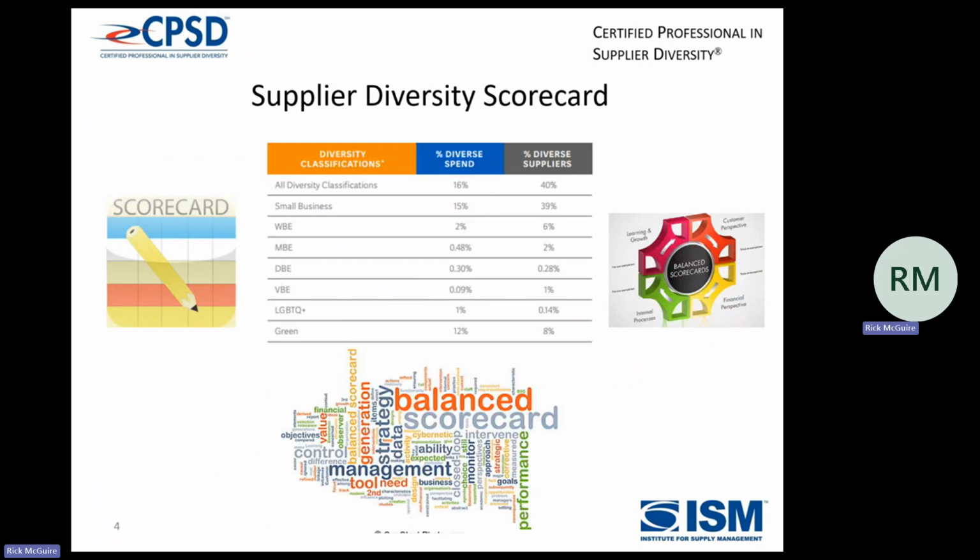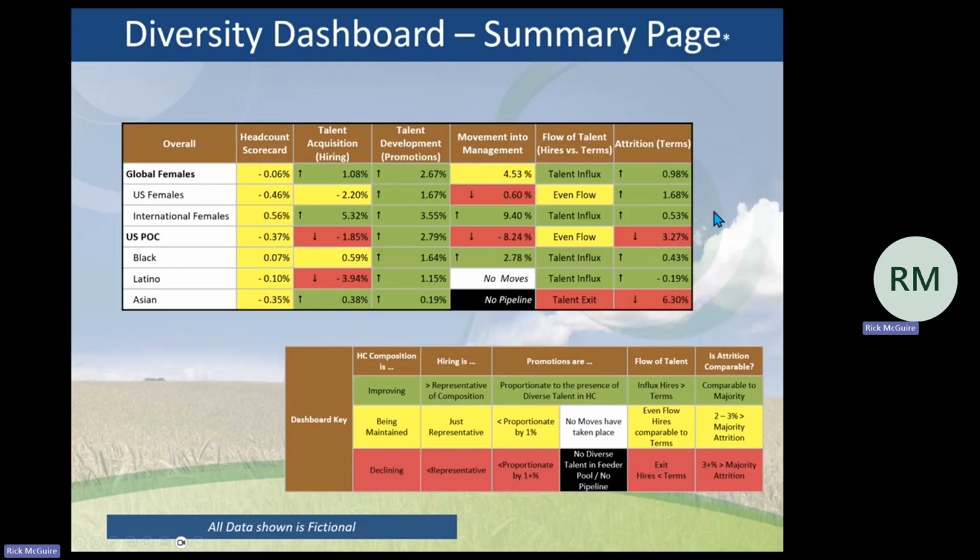So here's an example of a supplier diversity scorecard. It's small business and diversity spend and diversity number of suppliers. And here's a dashboard.